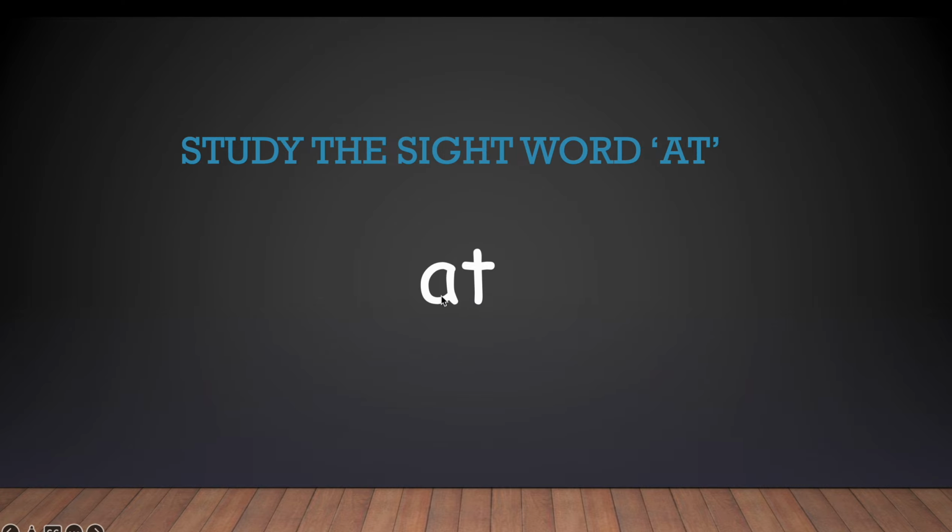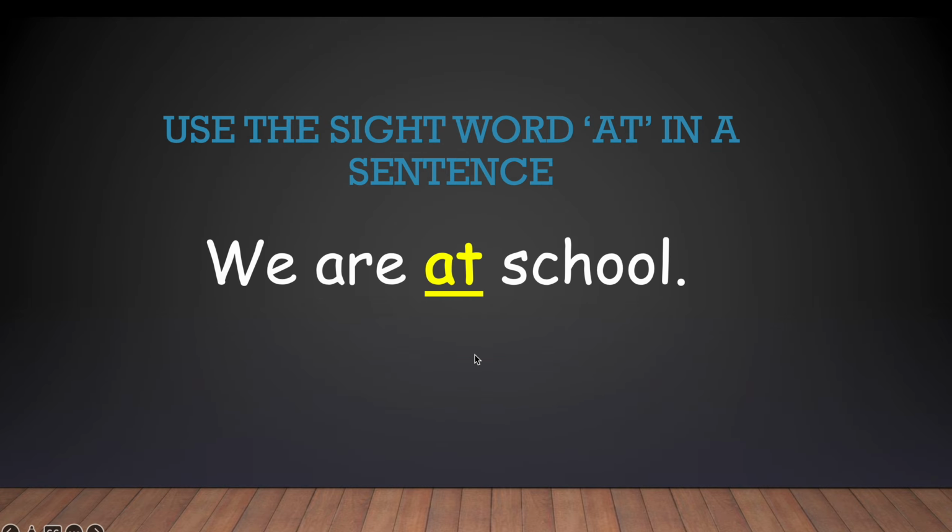Next, let's study the sight word at. Let's spell it. A-T. Let's count how many letters. 1, 2. Let's clap the syllables we hear. At. At has one syllable. I see A, that's a vowel, and T is a consonant, that's a taller letter. At.